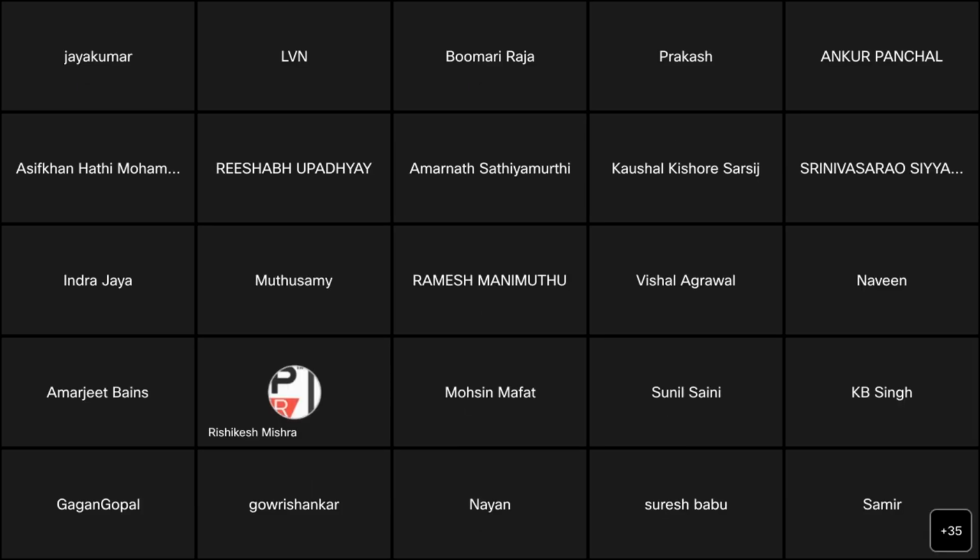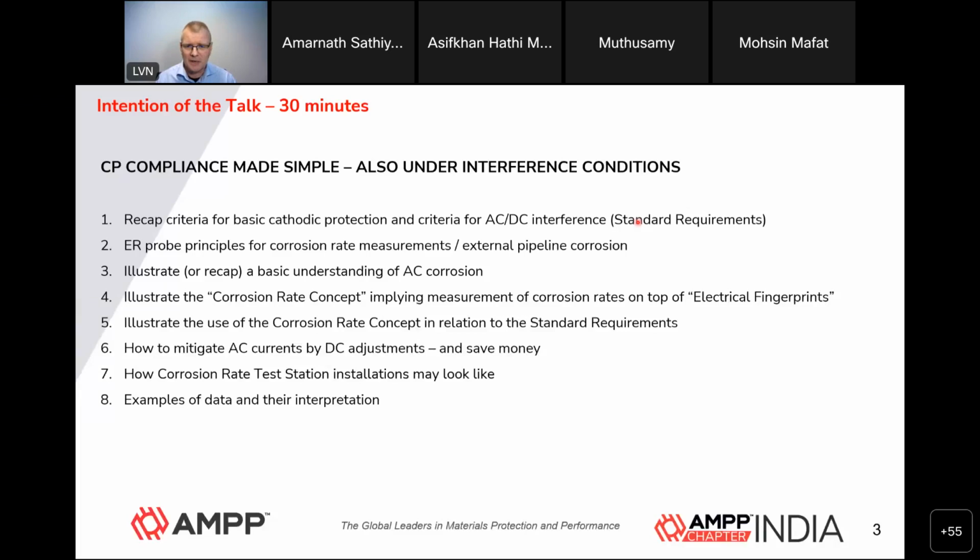Just to give a little impression of the intention of the talk, I know I have around 30 minutes, so of course it's a little limited what you can actually make happen within those 30 minutes. But I have the ambition of illustrating how CP compliance can be made very simple, also under complex interference conditions. So those 8 bullets, I hope to be able to go through them.